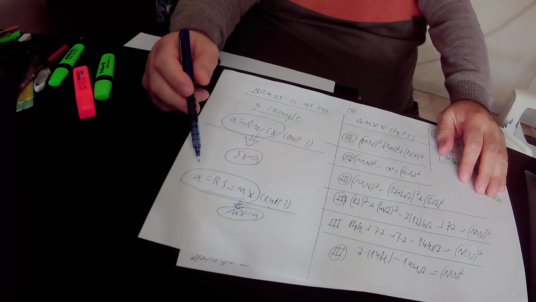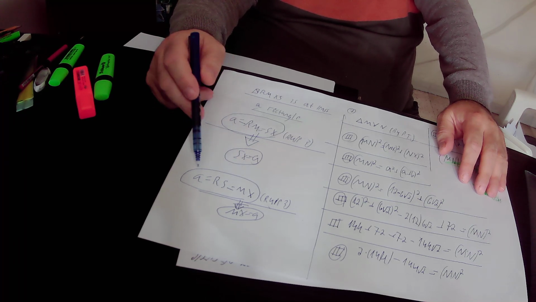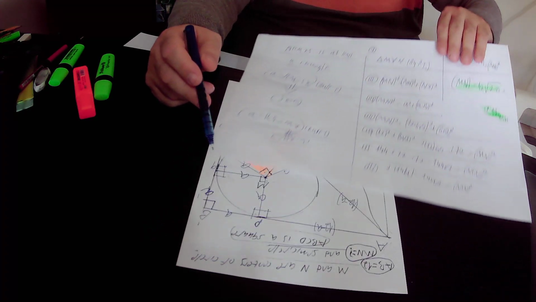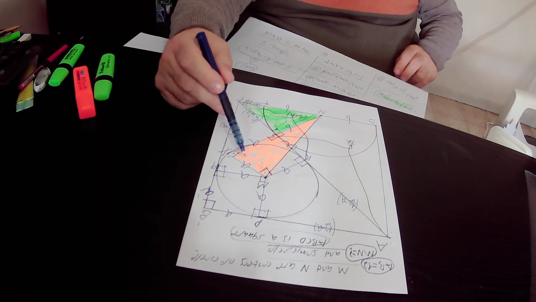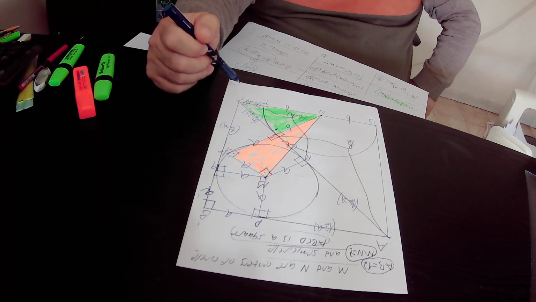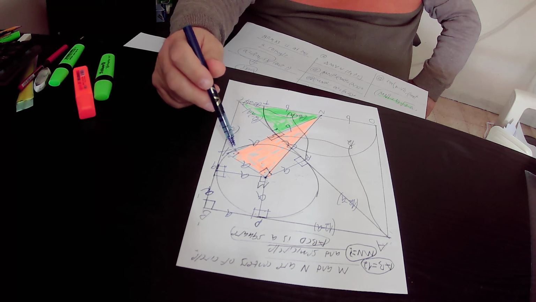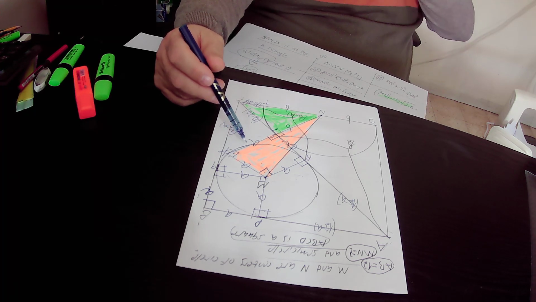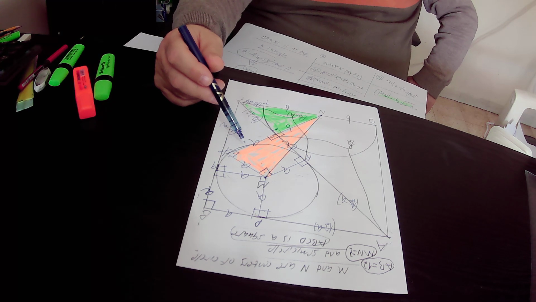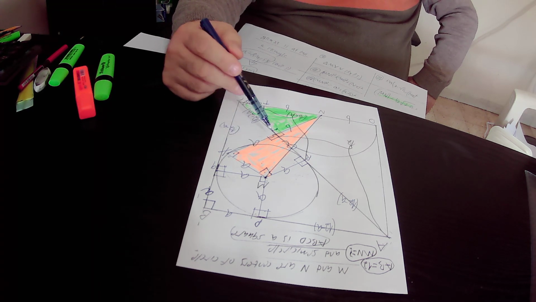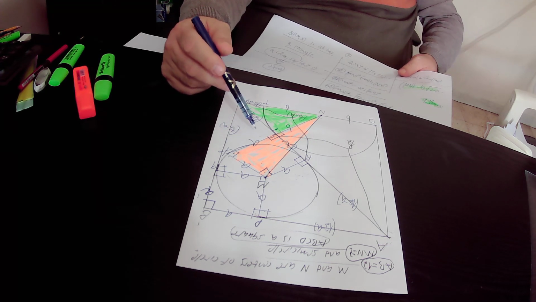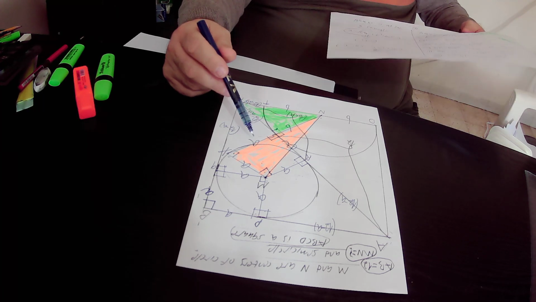So from this equation, A equals RS equals MX, we conclude that MX is also equal to A. And because angle MXN is equal to 90 degrees, the orange triangle is a right triangle, that is to say triangle MXN is a right triangle. So we can implement the Pythagoras theorem on the right triangle MXN.